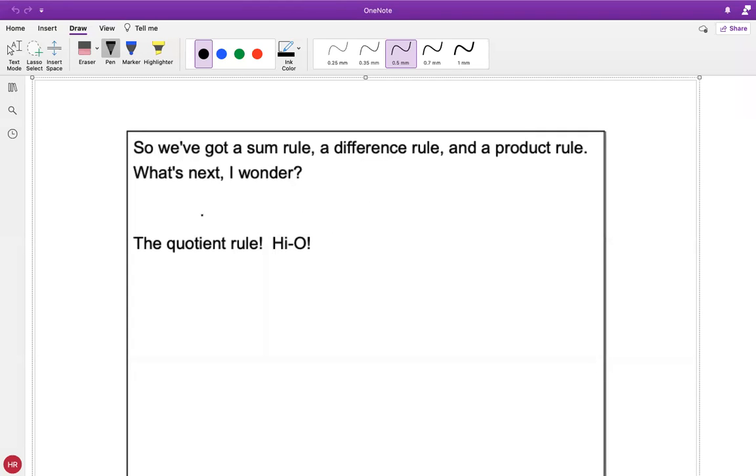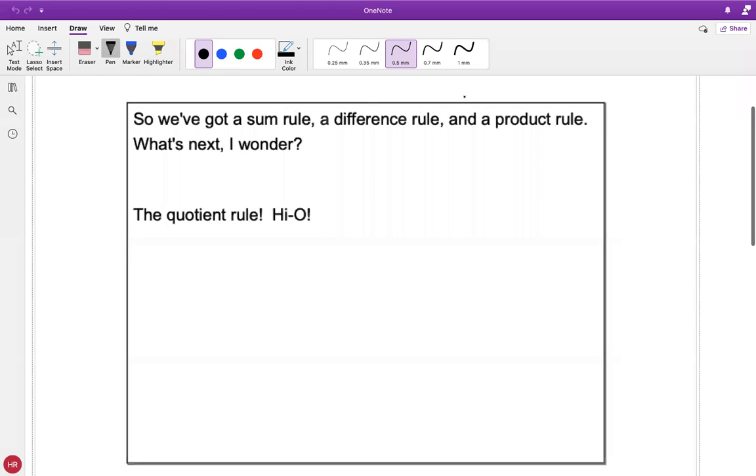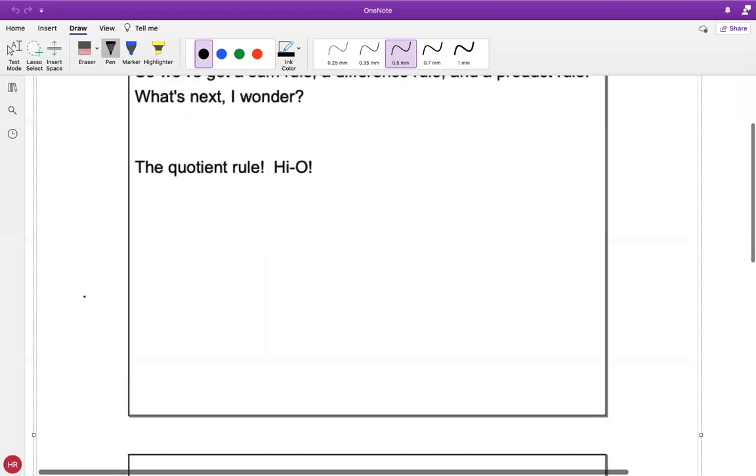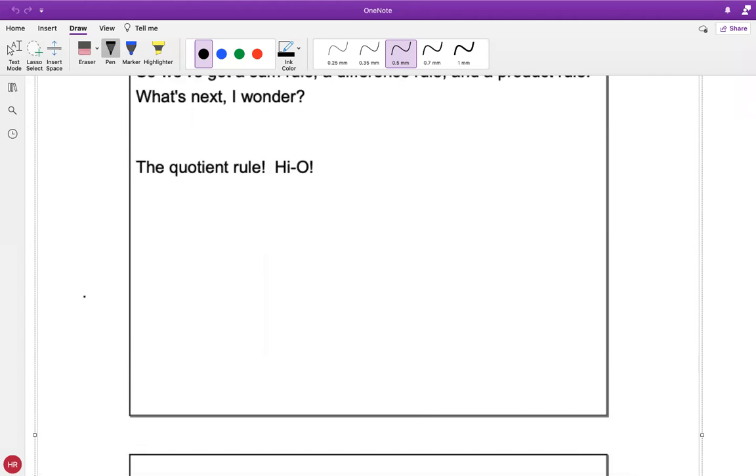So, got a sum, a difference, a product rule. What's next? Unsurprisingly, it's the quotient rule. The quotient rule is a little more complicated and it looks enough like the product rule to be confusing. So it's important that you keep track of these in your mind.